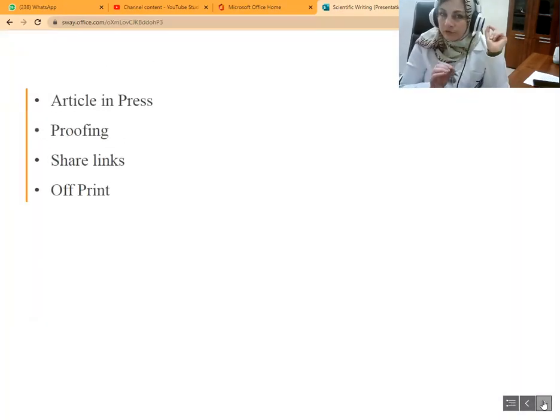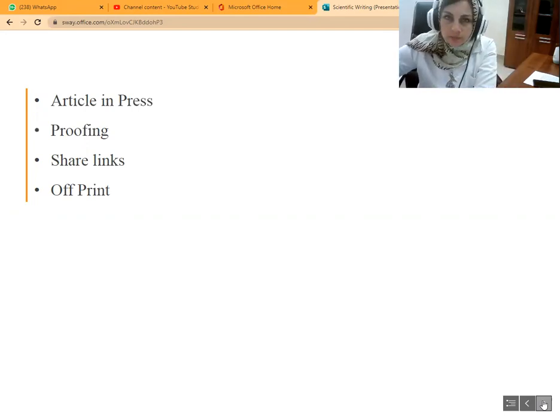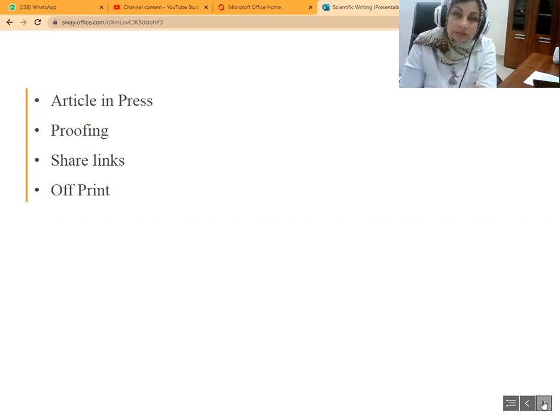Now you hear a number of terms, like article in press. This means that you cannot do any more corrections on the article. Proofing is the time when you can do final amendments on the paper, but take care. They are very minor amendments. You cannot change anything in the methodology. You cannot add or remove an author unless you justify this very well.